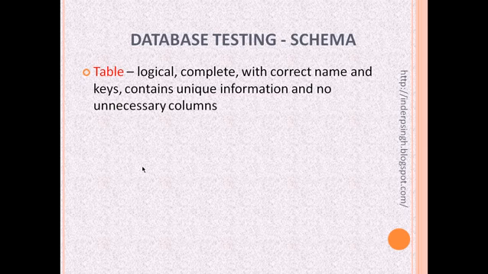The table name should be correct. It should not be a very short name, or a very long name, or a meaningless name, etc. The table should contain the correct keys. The table should contain unique information in every row. That means there should not be any duplicate rows in the table, and the table should not contain any unnecessary columns. So let us look at how we can test the schema.